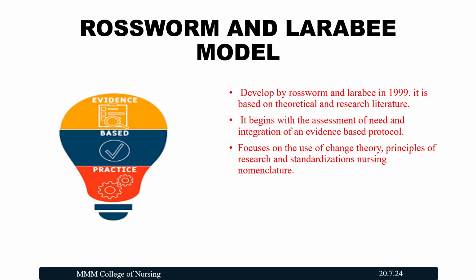The third model is the Rosenbaum and Larrabee model. It was developed by Rosenbaum and Larrabee in the year 1999. It is based on theoretical and research literature. It begins with the assessment of need and integration of an evidence-based protocol. It focuses on the use of change theory, principles of research, and standardization in nursing nomenclature.